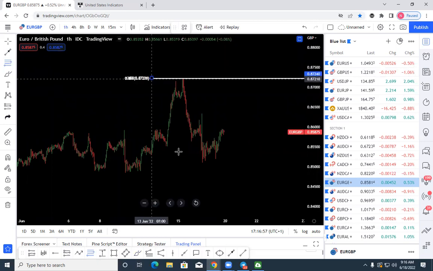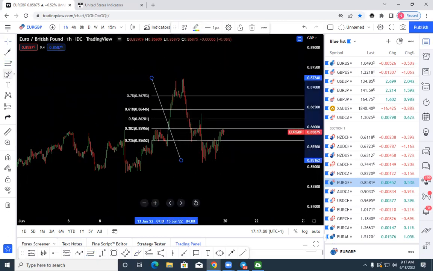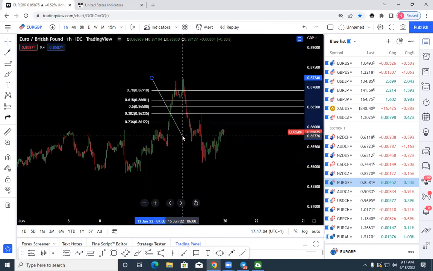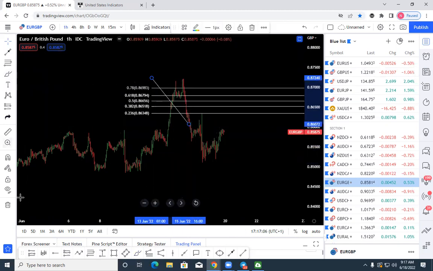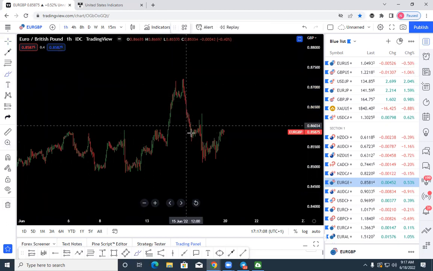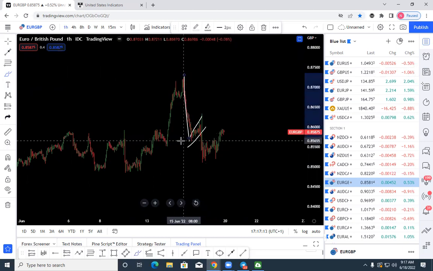Just take this impulse, take this leg down. This is part of the correction. This one is part of the correction. So your impulse leg is from here to here. Simple. You are going to see the difference now.